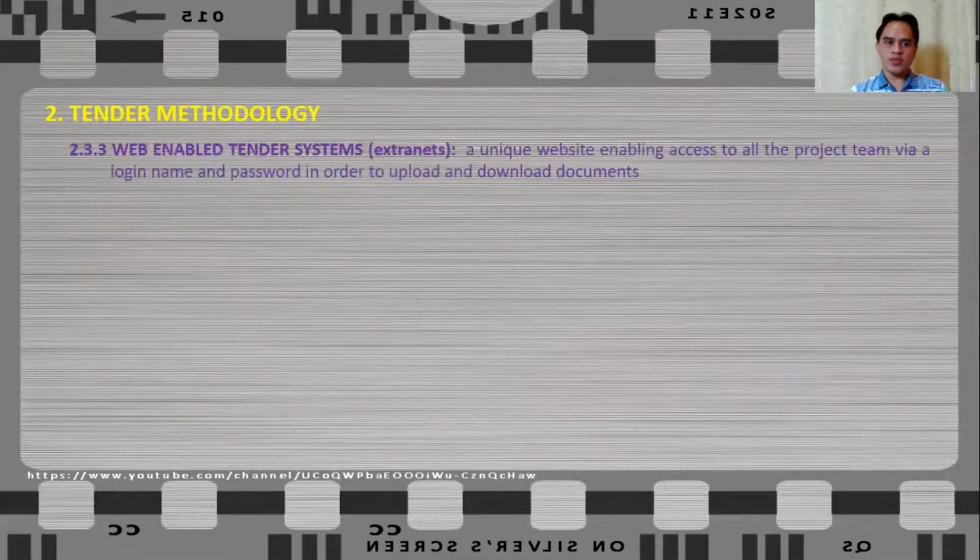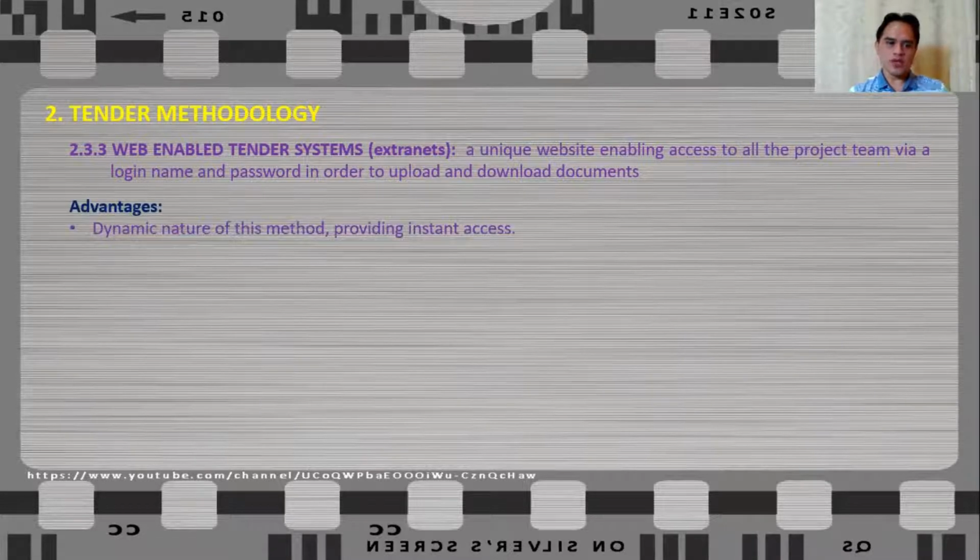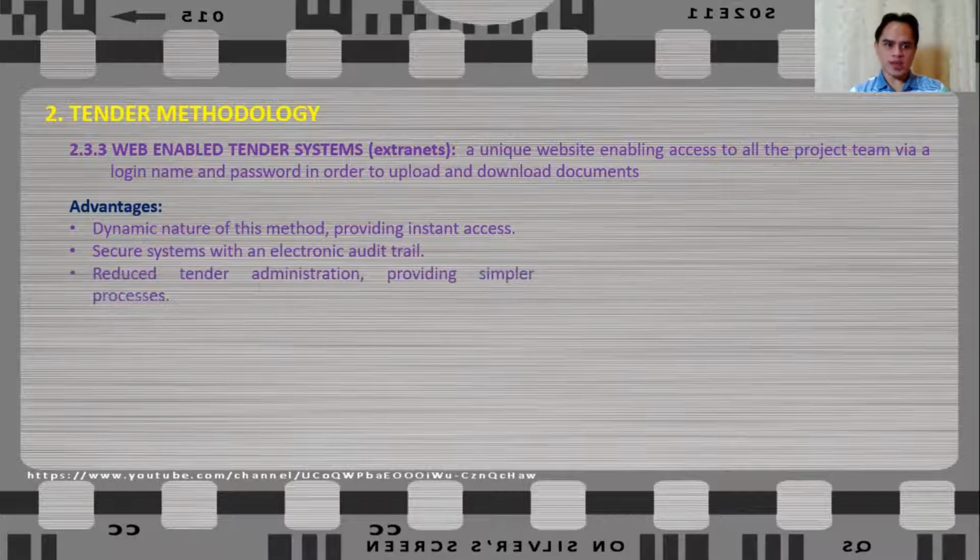Another mode of exchange, or another methodology that can be used in e-tendering, is the use of a web-enabled tender system. For example, extranets. These are unique websites enabling access to all project team members via a login name and password in order to upload or download documents. The advantages of these web-enabled tender systems are the dynamic nature of this method that provides instant access to the documents. It is a secure system with an electronic audit trail, and it reduces the tender administration, providing a simpler process.